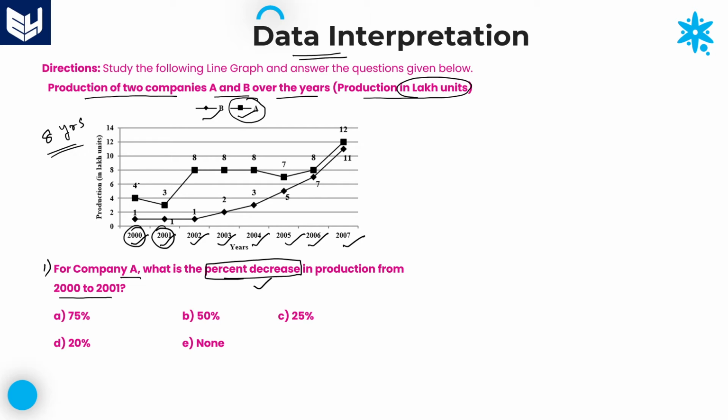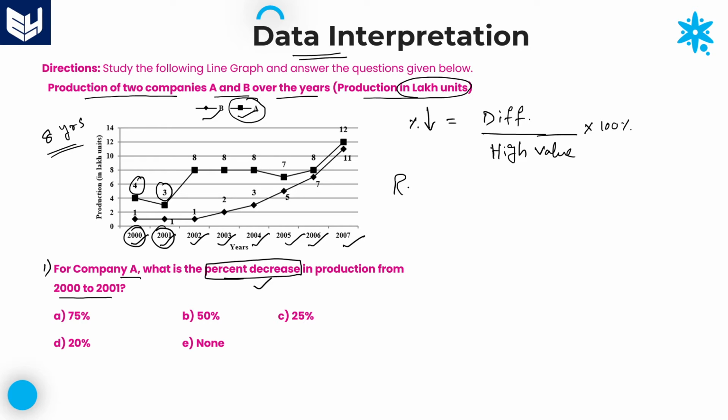Company A is square shape. That means these two values we need to take into consideration. So first of all, how can we calculate percentage decrement value? Percentage decrement is nothing but the difference between those two values divided by the high value or previous year value, into 100 percentage. This is the way we are going to calculate percentage decrement.